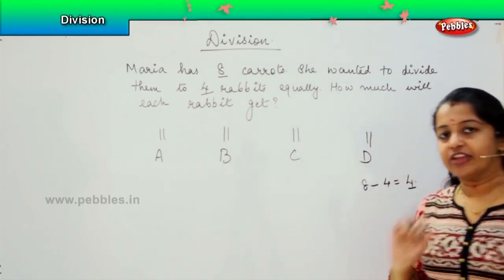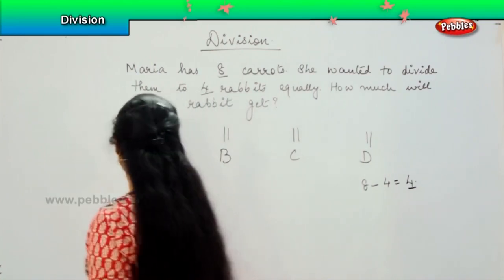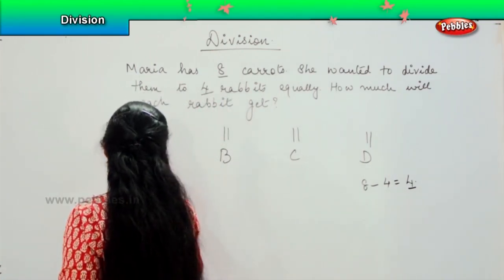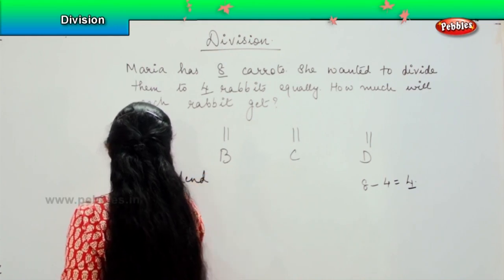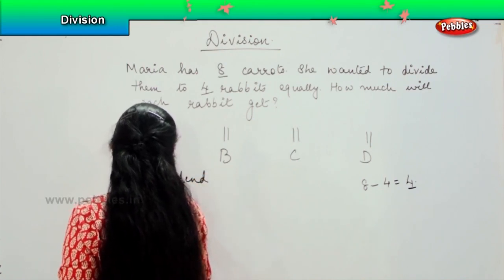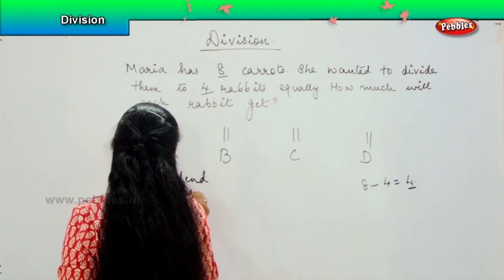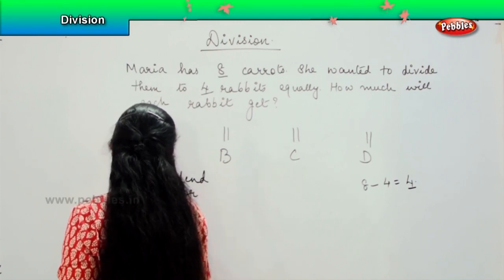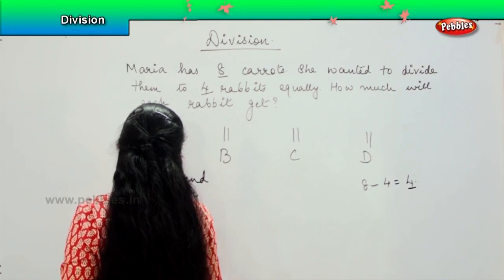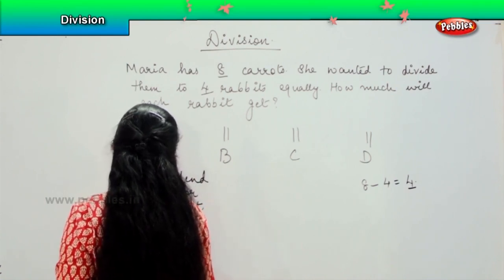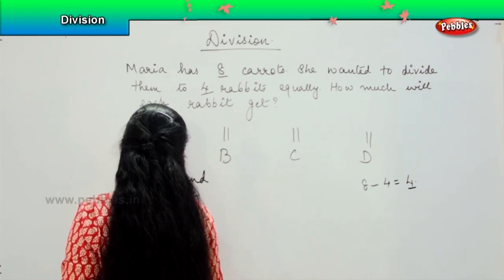Here, we are having 4 new concepts. The first one is the dividend. The next one is the divisor. The third one is the quotient. And the last one is the remainder.